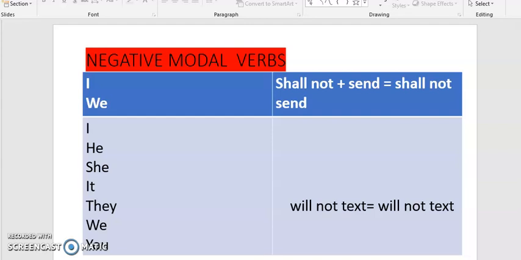Okay? So, as a conclusion, to make a simple future tense, it can be in two forms, the positive and negative form. The positive uses will, while for negative we use will not.